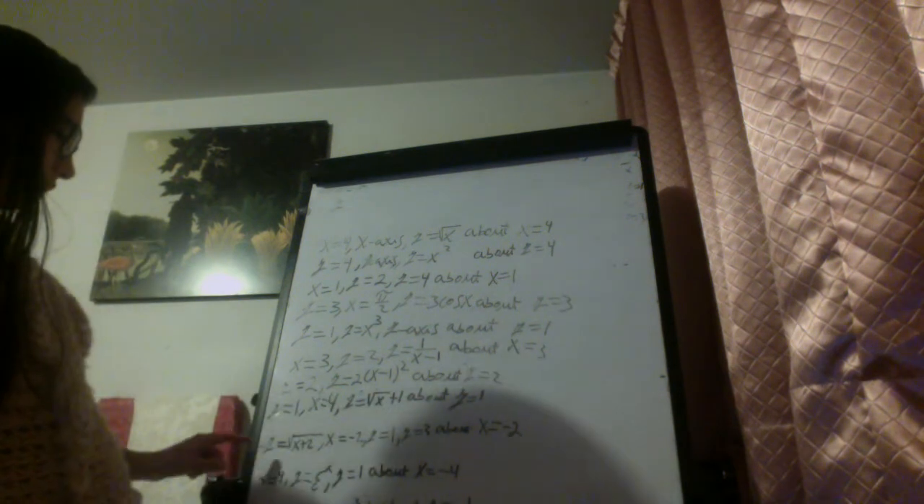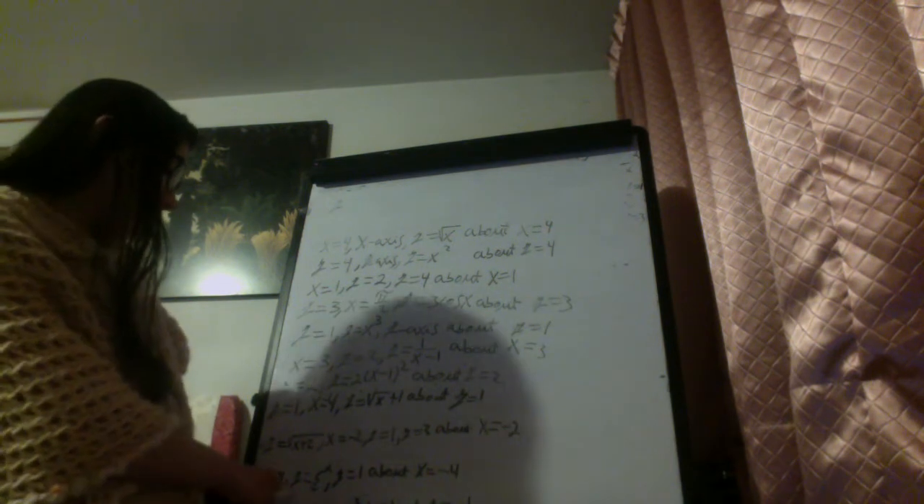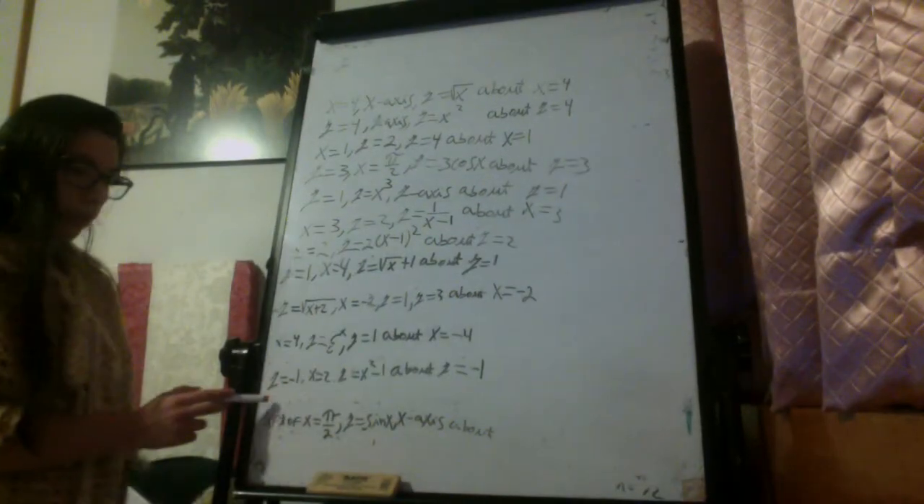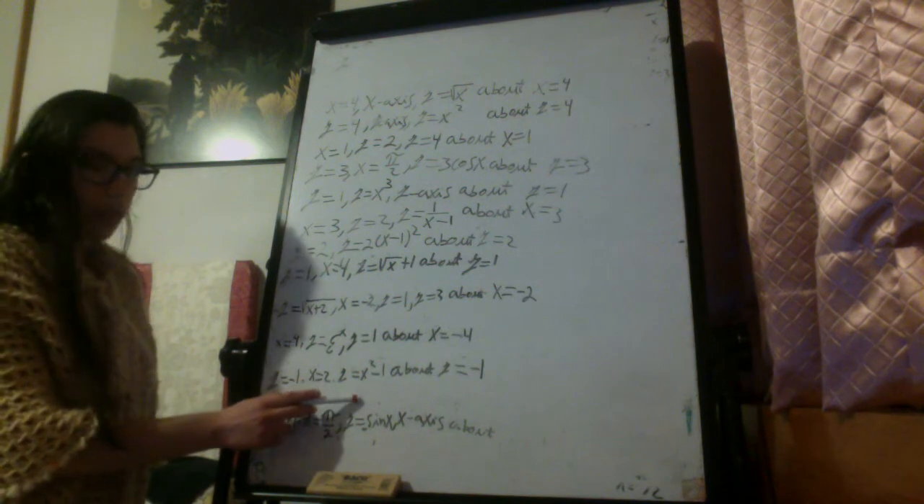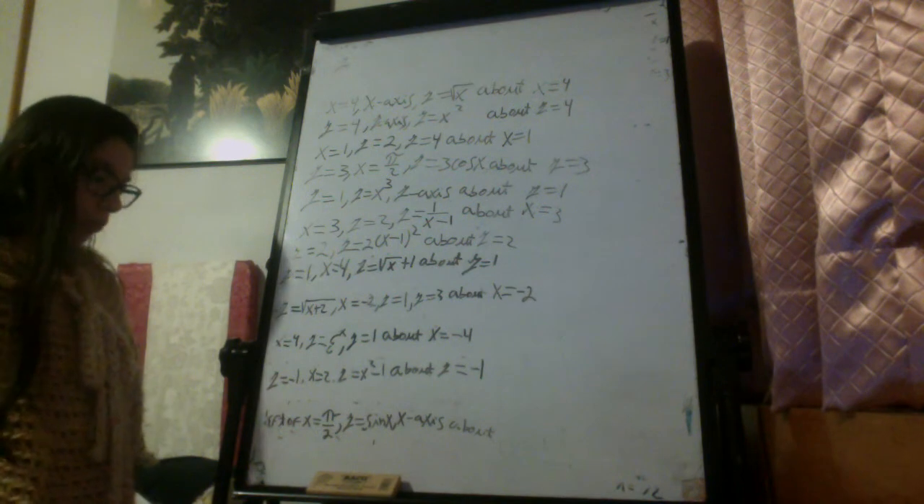The region enclosed by y equals square root of x plus 2, x equals minus 2. This doesn't look very nice. Minus 2, y equals 1, y equals 3, about x equals minus 2. The region enclosed by x equals 4, y equals e to the x, y equals 1, rotating it about x equals minus 4. The region enclosed by x equals minus 1, sorry, y equals minus 1, x equals 2, y equals x squared minus 1, rotating it about y equals minus 1.